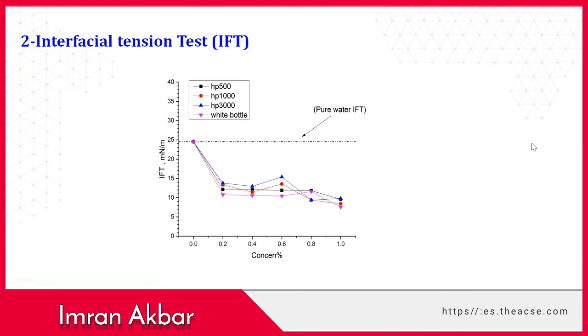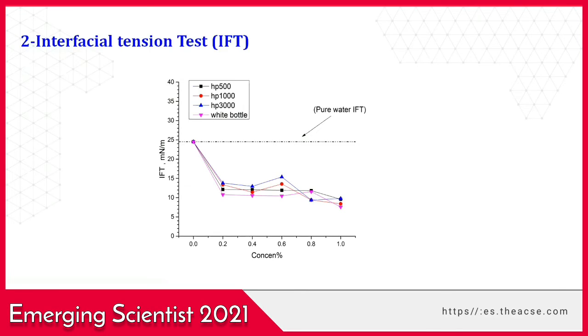Here is the interfacial tension test. Actually, in petroleum, low IFT is the best choice. So we are testing different chemicals, and we are identifying which chemical is producing the lowest IFT.